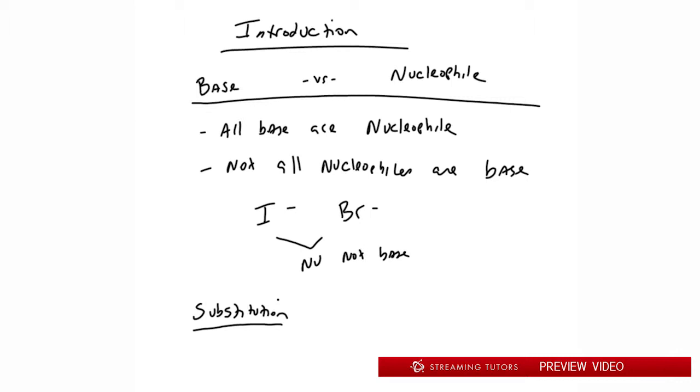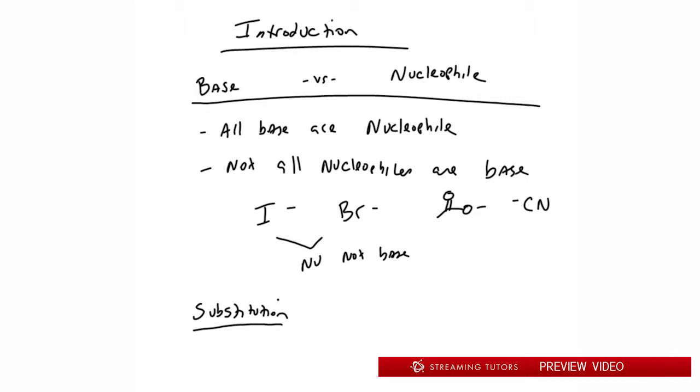The same thing with a carboxylic acid. When we look at a carboxylate, we would never think of it as a base. We would think of it as an acid. And CN minus, HCN is a good acid, so it's a weak conjugate base. These are examples of things that are not considered basic.